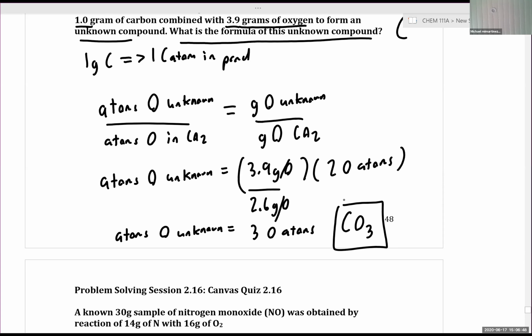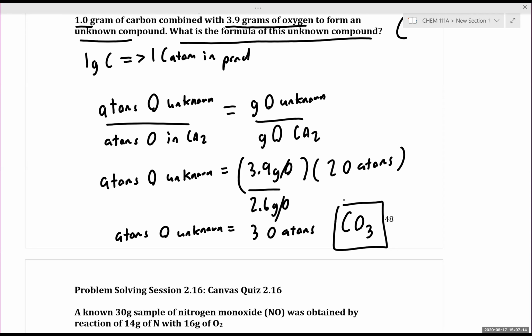Does this logic make sense to everyone? Does this problem-solving scheme make sense? Does everyone see how the law of multiple proportions functions? Any questions on this example? Yeah, I don't understand this one. Is there a part that I can elaborate on?